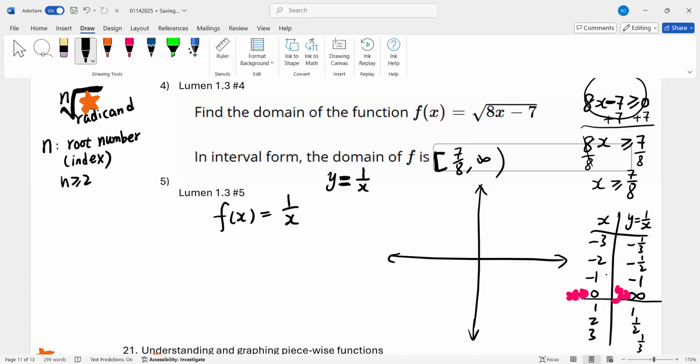So we have two branches. One is in quadrant 1, the other is in quadrant 3. In quadrant 1, the branch looks like this. I want to use a different color. It passes (1, 1). If you plot those points in a rectangular coordinate system, you will see a curve like this. And in quadrant 3, there's (-1, -1). Another branch is like this.